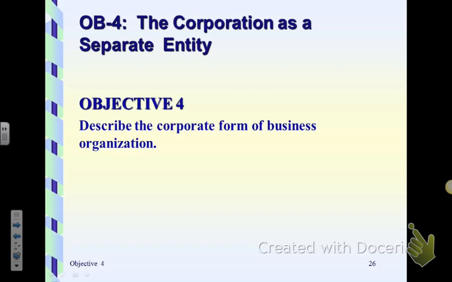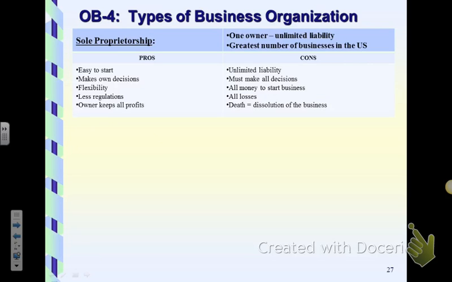Okay. So in Objective 4, we're going to talk about the forms of business organization. Some of you may already be familiar with these, and we talked a little bit about the first type last semester, the sole proprietorship.